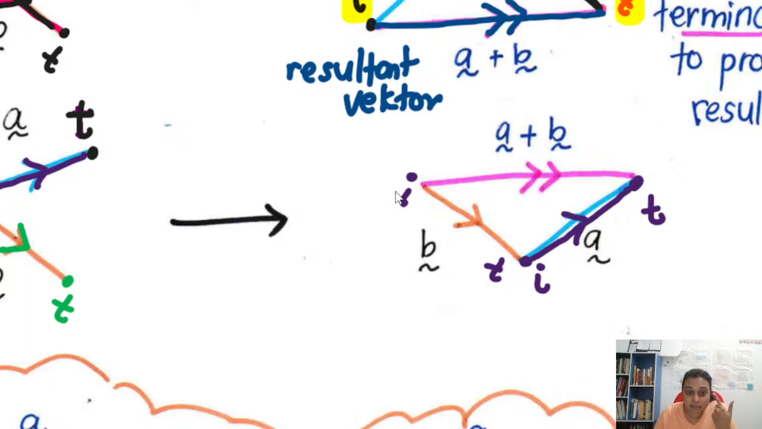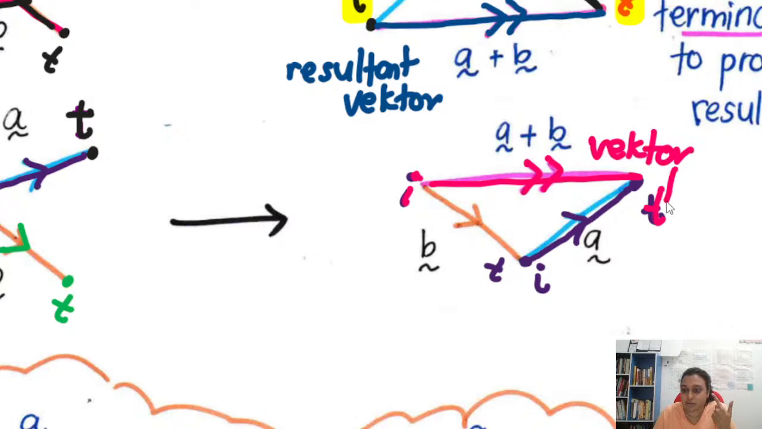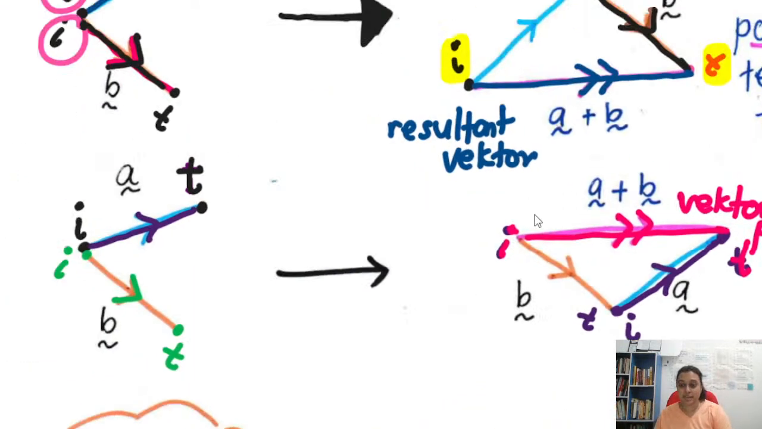So dekat sini, this is I and T. So boleh do the connection or not? Can. So inilah vektor paduan. This is your resultant vector. Okay, there are different ways that you can change that line. You just change the position. Can understand or not this diagram so far?